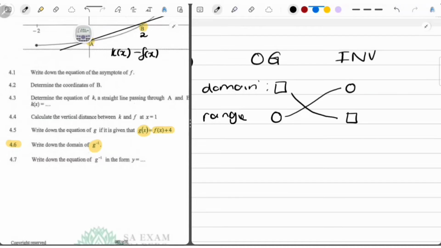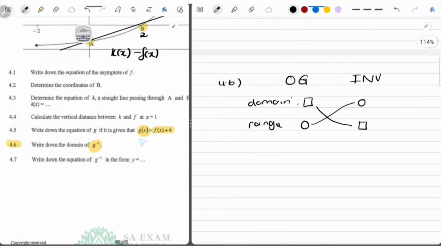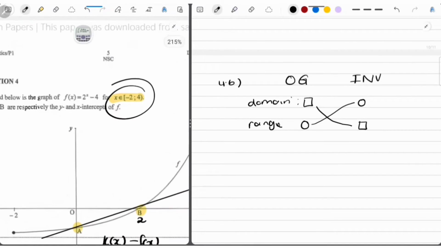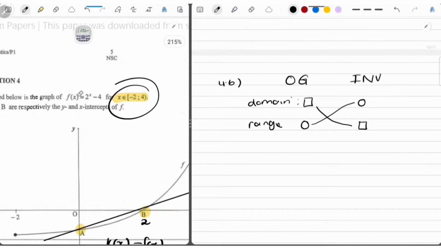So I want to think about this carefully because I know that this was a translation from the graph of f, meaning we had the graph of f and then it was translated and became the graph of g. But I noticed here that there was a restriction applied to the domain of f.